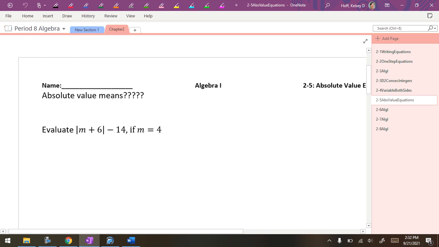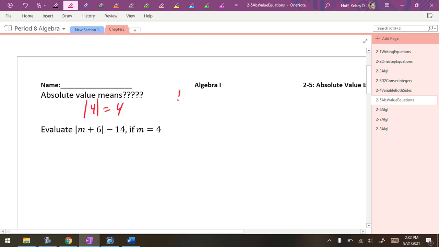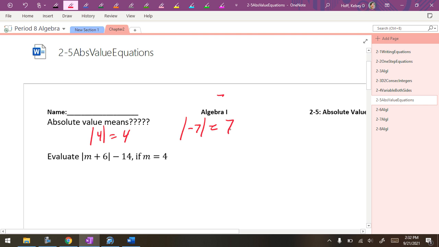It is technically the distance from 0. So if you saw the absolute value of 4, how far is 4 from 0? 4. The absolute value of -7, how far is that from 0? 7. The shorthand people use is that it's always the positive answer. It's that number, but it's always positive.